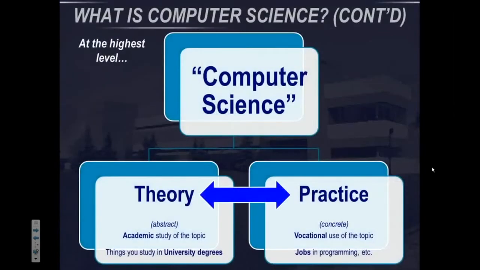At the highest level, computer science is both a theoretical subject and a practical subject. It is an abstract academic subject in the sense that you can study computer science on a purely academic level. These are the kinds of things you do in a university degree. On a more practical level, or more concrete, computer science is a vocation. It is a job. There are many jobs in programming, and it might be argued they are some of the hottest jobs on the market.